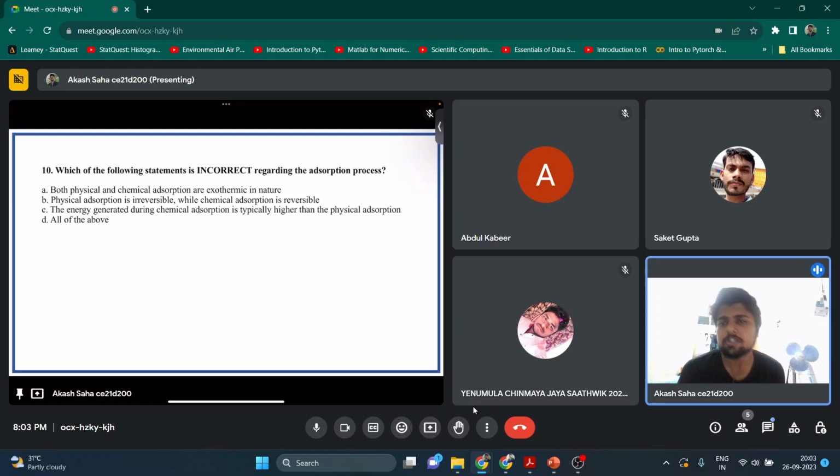Next question. Which of the following statements is incorrect in terms of absorption process? A: Both physical and chemical absorption are exothermic in nature. B: Physical absorption is irreversible while chemical absorption is reversible. C: The energy generated during chemical absorption is typically higher than physical absorption. D: All of the above. So which of the following is incorrect?